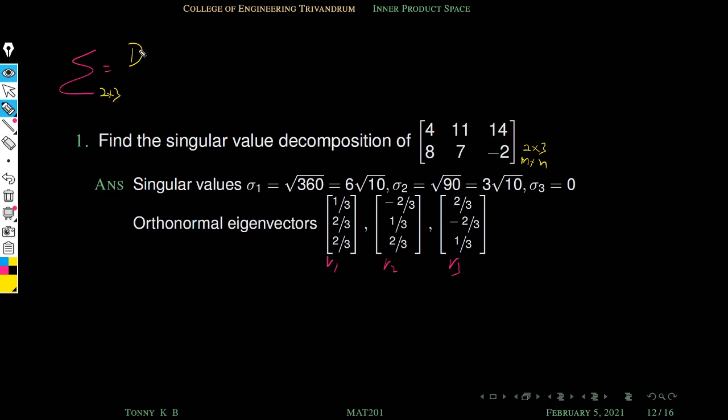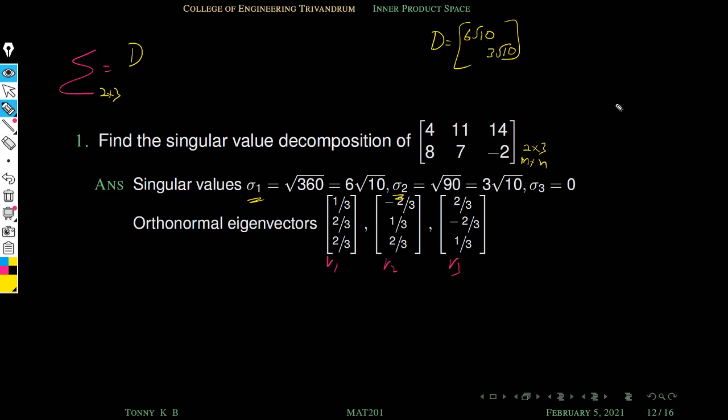So what about D? D is a square matrix with the non-zero singular values in descending order. So what is the first entry of D? Sigma 1 is 6 root 10. And the second one? 3 root 10. Because this matrix has only two non-zero sigmas. The third sigma is 0. So D contains only non-zero sigmas, so sigma 1, sigma 2 is enough.